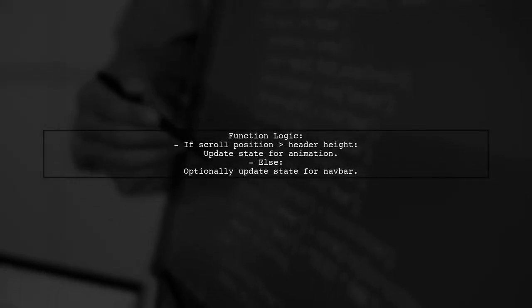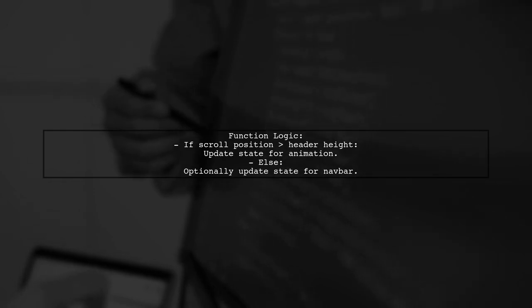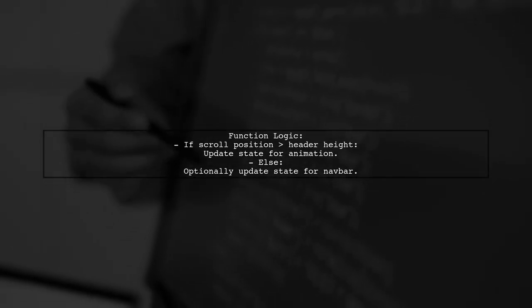In the calcScroll function, if the user scrolls past the header, you can update the state to trigger a re-render. You can also handle the case when the user scrolls back up.